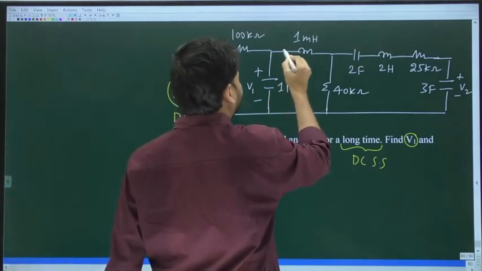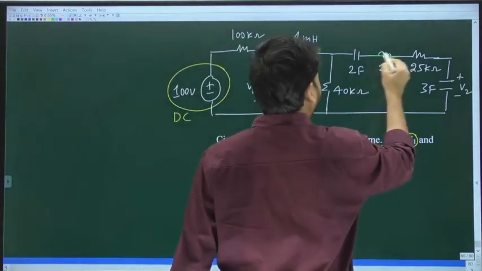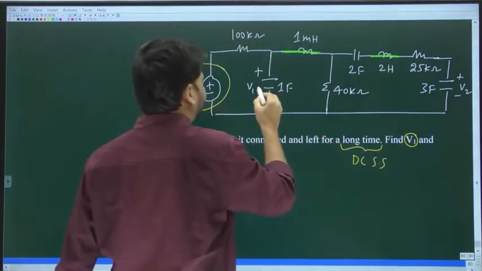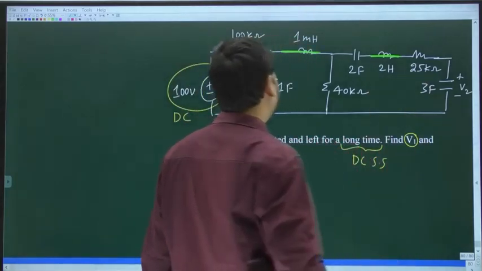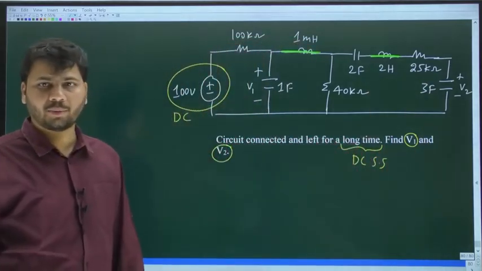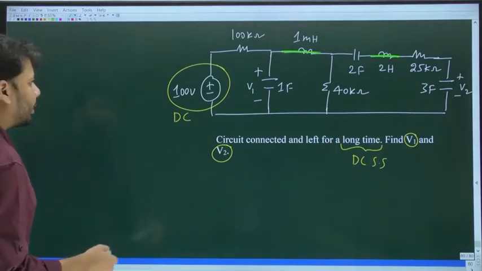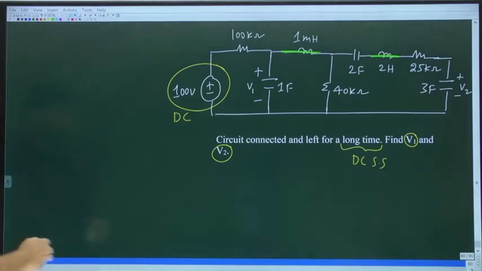So here, this 1 millihenry coil becomes what? A short circuit. Even this 2 Henry coil becomes what? A short circuit. And then this 1 farad capacitor becomes what? An open circuit. Even the other 2 capacitors will tend to behave like open circuits. Let me try to draw the circuit at steady state. Actually, we don't have that much space.